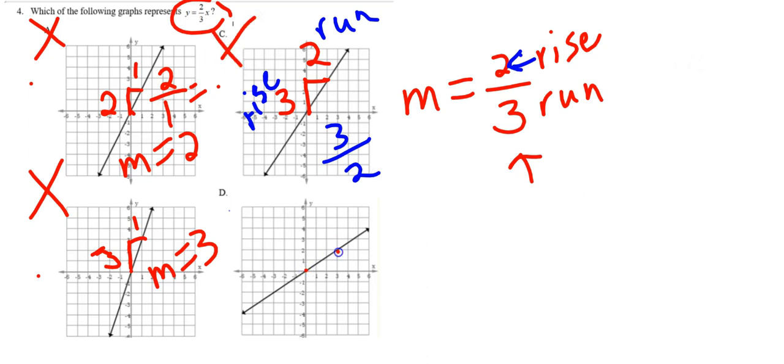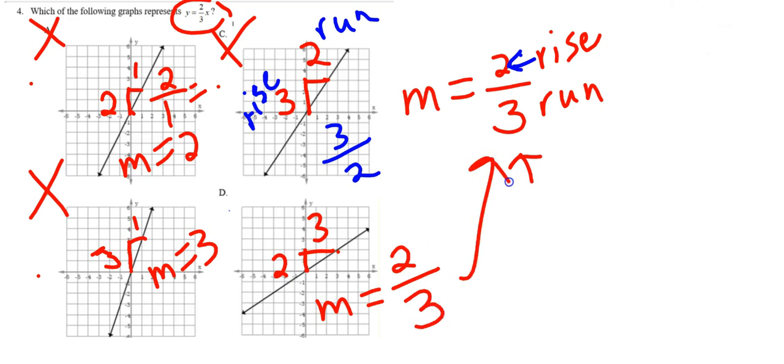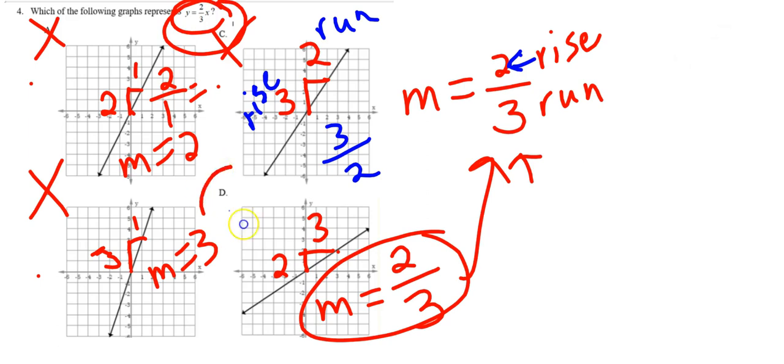We can see this last one. Take this point and this point. I go up 2. I go over 3. So my m is rise over run. So it's 2/3, which is the same. That's what we're looking for in that equation. So the answer is D. So just be really careful not to switch your rise with your run when you're identifying equations.